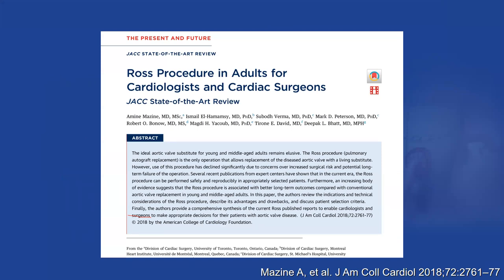This is a true state-of-the-art review on the ROS procedure, which was authored by Amin a couple of years ago, which still remains very relevant. And you can see that the list of co-authors is very illustrious, with Bob Bono, Professor Yacoub, Dr. David. I encourage all of you who are interested in this topic to read this, because there's no amount of information that I will be able to give over 30 minutes that nearly mirrors what Amin put into this review.